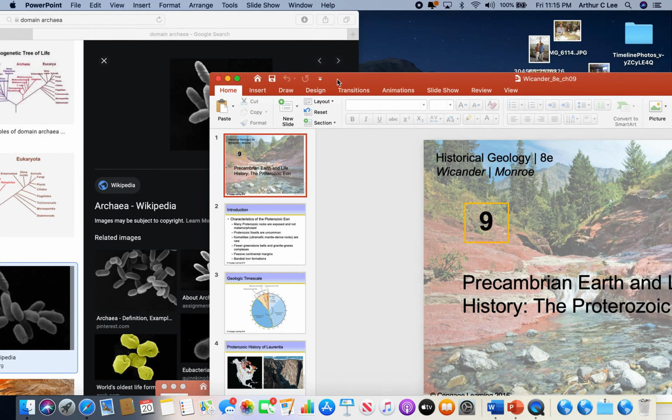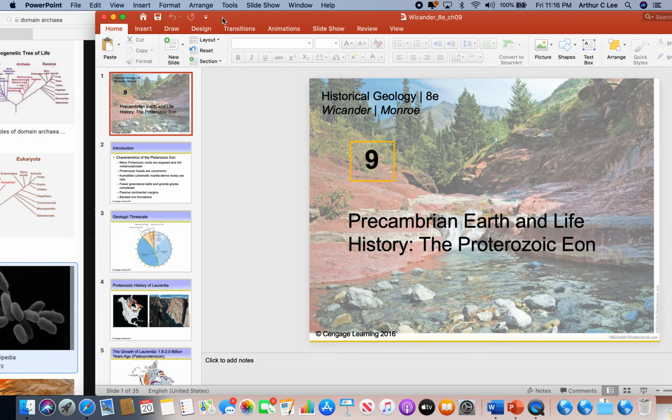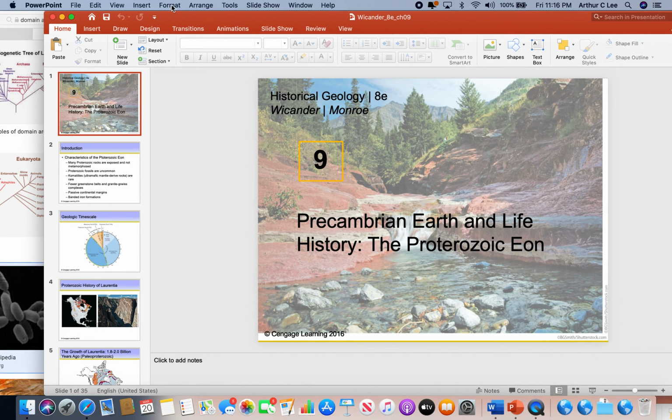And I'm going to start off with a little bit of Chapter 9 here. Now, Chapter 9 in your book is about the Proterozoic Eon. The Proterozoic Eon began 2.5 billion years ago and continues on till 542 million years ago.